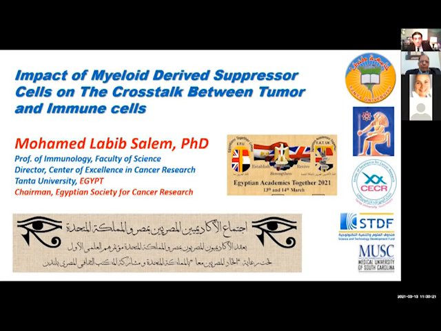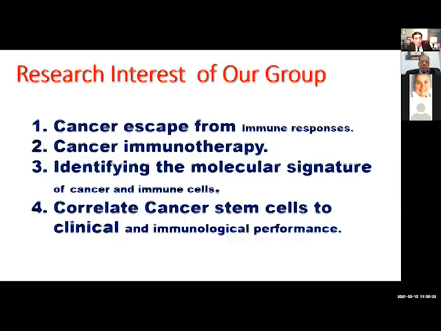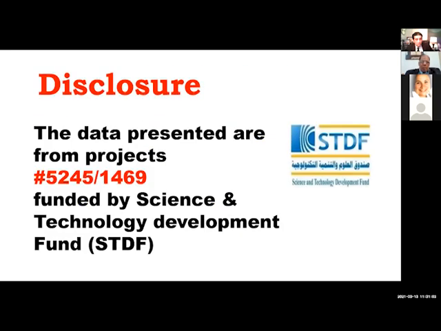I will talk a little bit about very important cells, which are called myeloid-derived suppressor cells, and their impact on the crosstalk between tumor and immune cells. The research interest of my group is focused on four areas. One is cancer escape from immune response, cancer immunotherapy. The third one is identifying the molecular signature of cancer and immune cells. And the last one, which is our ongoing interest, is correlating cancer stem cells to clinical and immunological performance.